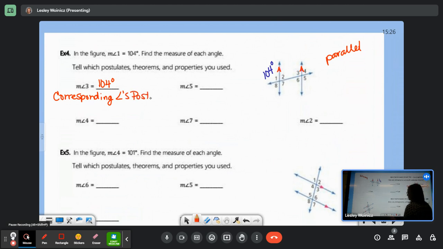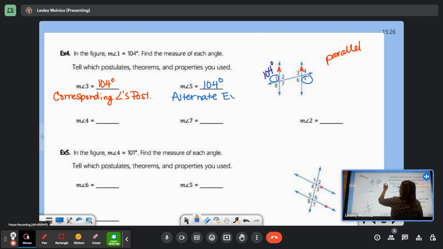Okay, what about the measure of angle 5? 104, why? No, they're not corresponding. What are 1 and 5? They're on the exterior. Are they on the same side or alternate sides of the transversal? They are alternate exteriors. Alternate exterior angles theorem.